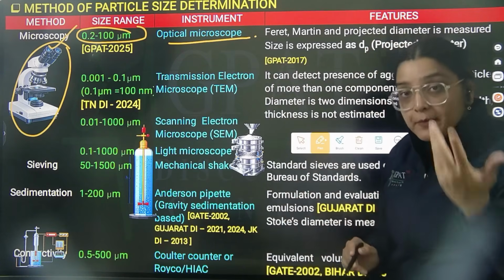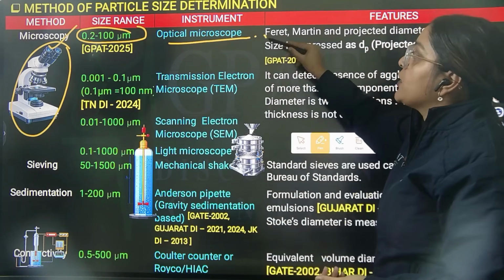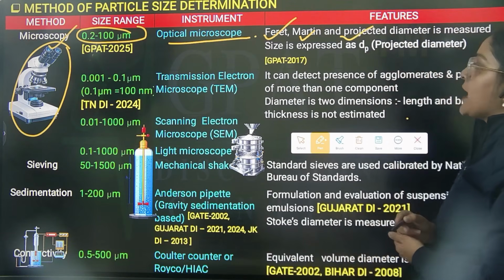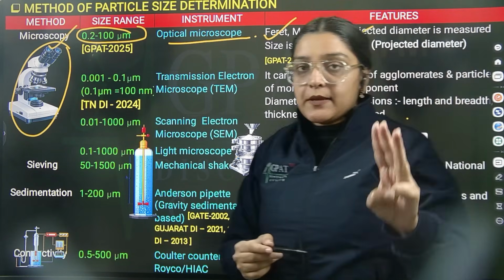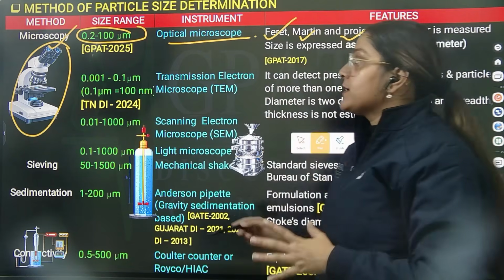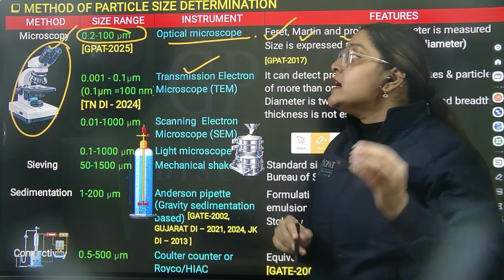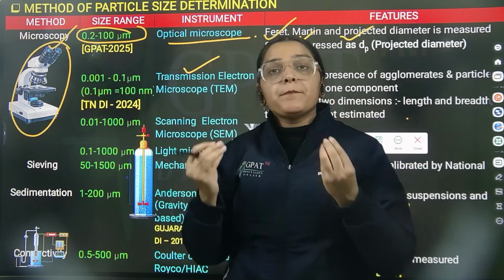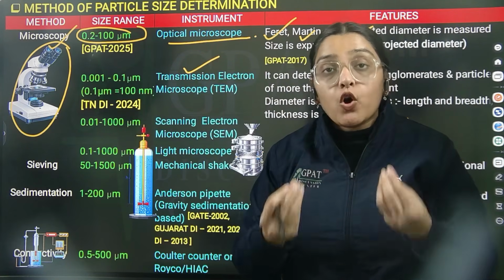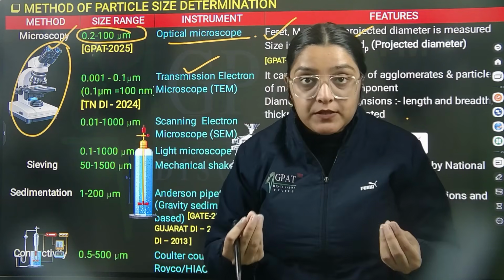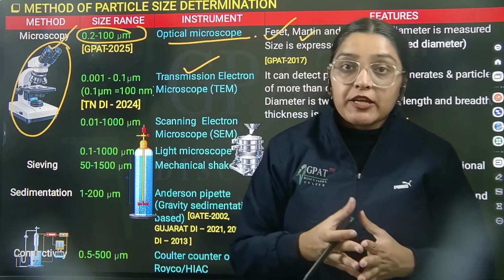Now what diameters can we evaluate? We can evaluate Feret's diameter, Martin's diameter and projected diameter. All three words are important: Feret, Martin and projected diameters. Then we have our TEM, transmission electron microscopy. Because the optical microscope is a simple microscope and it takes a lot of time, but also it does not give any value to the depth, and proper estimation cannot be done.